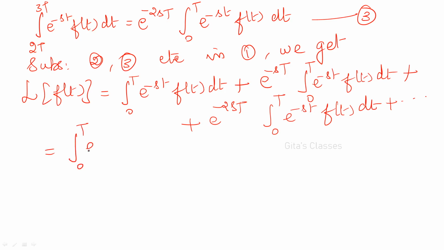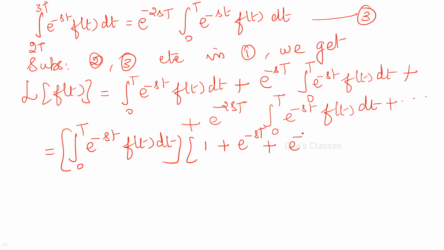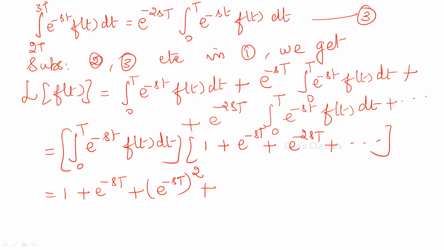That is integral 0 to T e power minus st f of t dt into, here first term I'm taking 1. Therefore 1, plus what is remaining? e power minus sT plus e power minus 2sT plus etc. That can be written as, I am going to write these terms first: 1 plus e power minus sT plus e power minus 2sT. This can be written as e power minus sT the whole square, using the formula a power m the whole power n is a power m into n, plus etc. into integral 0 to T e power minus st f of t dt.